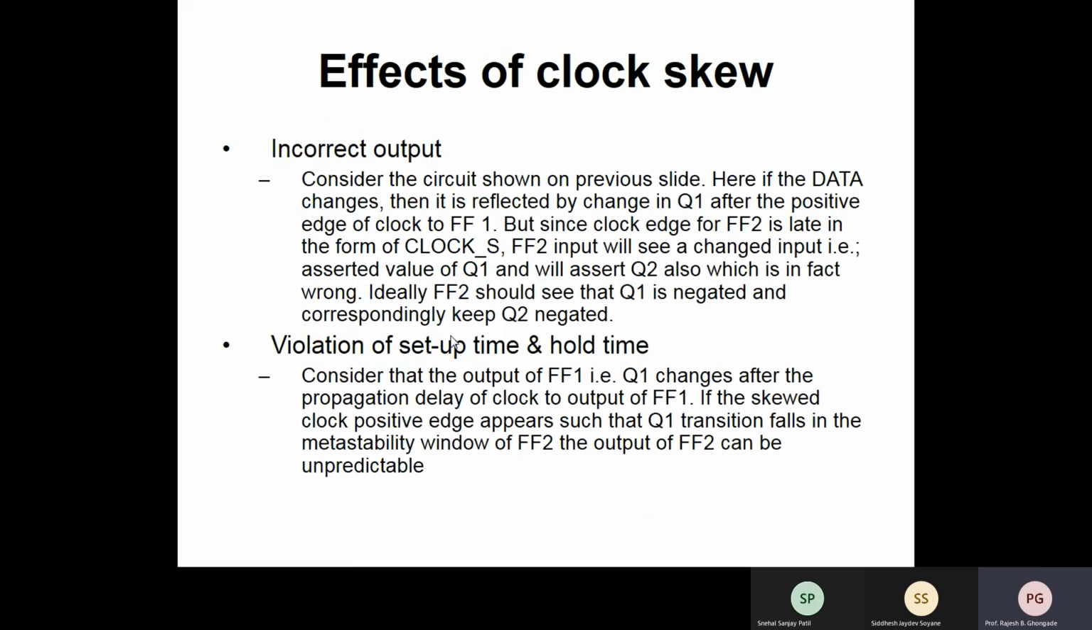What are the effects? How is it going to affect our system? Obviously, the very first thing is it gives incorrect output. Consider the circuit shown on the previous slide. Here, if the data changes, then it is reflected by change in Q1 after the positive edge of the clock. But since the clock edge of FF2 is late in form of clock_S, FF2 input will see a changed input, that is the asserted value of Q1, and will assert Q2 also, which is in fact wrong.